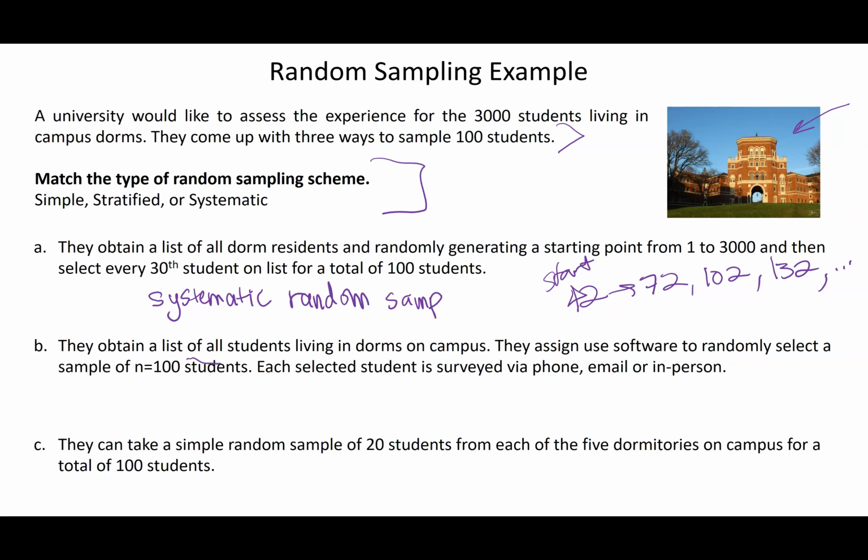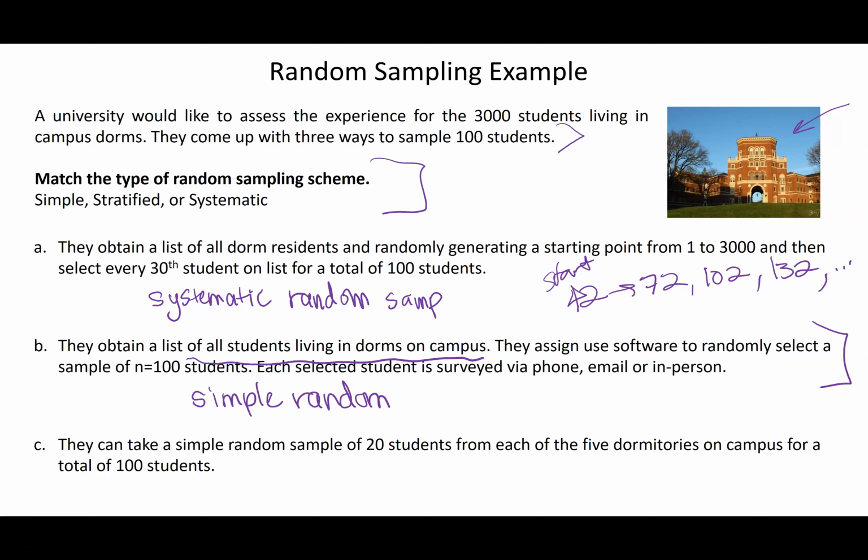So here, it sounds like they have a master list. They have a list of everyone in that population, and they tell the software, pick 100 of them. This should make me think simple random sample, because we just took a sample of 100 students. Those 100 students were just as likely to be picked as any other 100 students.